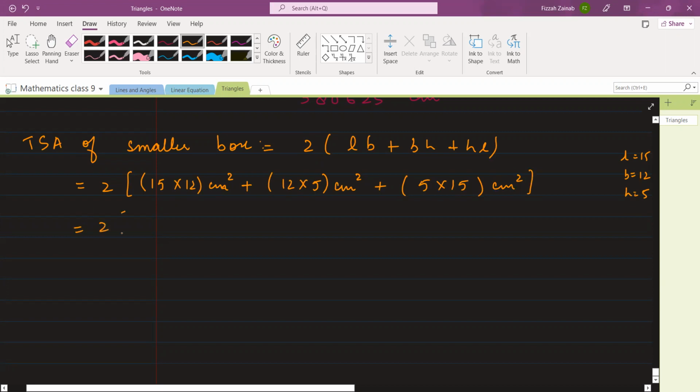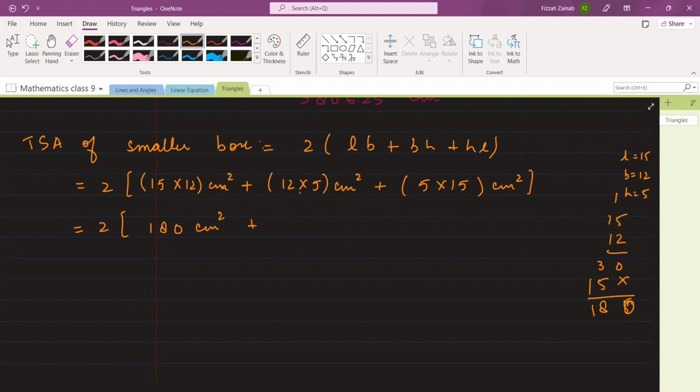Okay, 2 into, so you have to multiply this. Please multiply 15 into 12. Sorry, 180 I'm getting. Am I right? 180 centimeters square. 12 into 5 is 60 centimeters square. And 15 into 5 is 75, right? Centimeters square.